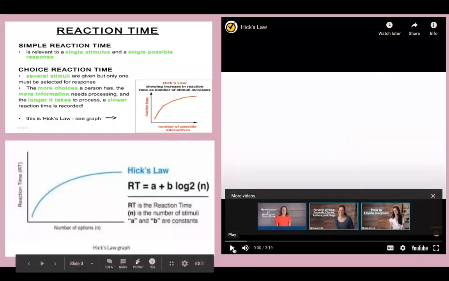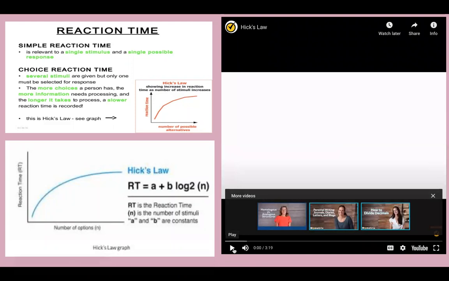On this next slide, I have an example of Hick's law with the formula for reaction time. I also have the simple reaction time and the choice reaction time. The simple reaction time is relevant to a single stimulus and a single possible response. And choice reaction time is when several stimuli are given, but only one must be selected for a response. The more choices a person has, the more information needs processing and the longer it takes to process. A slower reaction time is recorded. It also gives a small graph with an example of Hick's law.